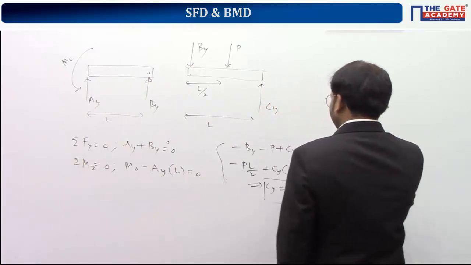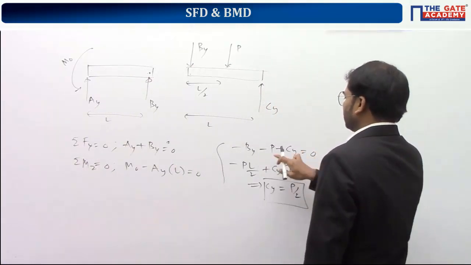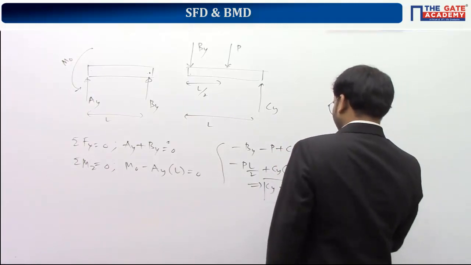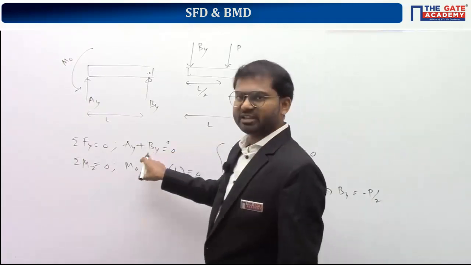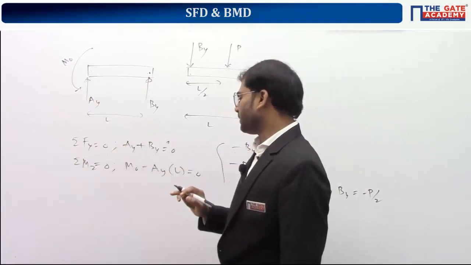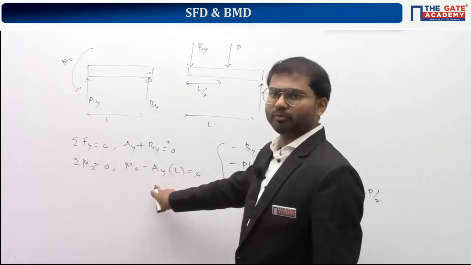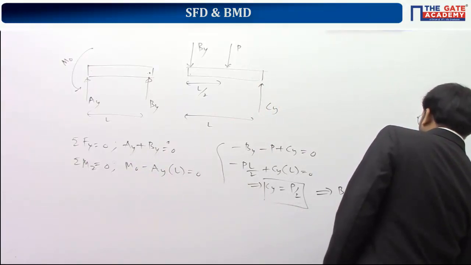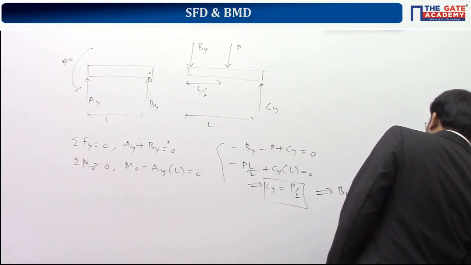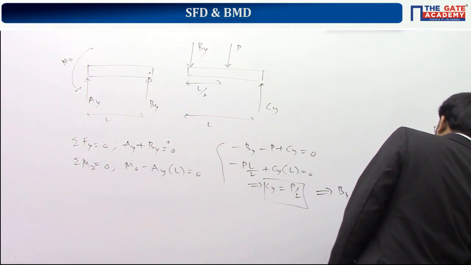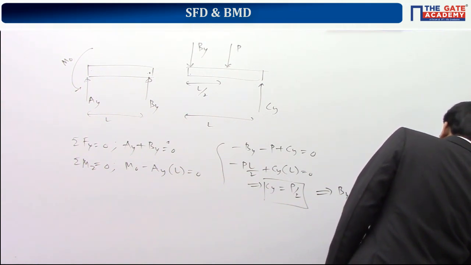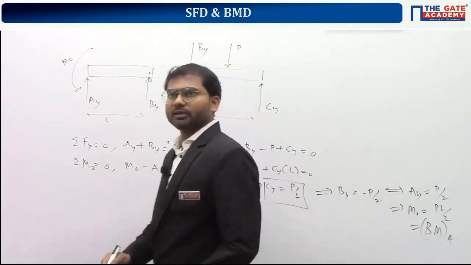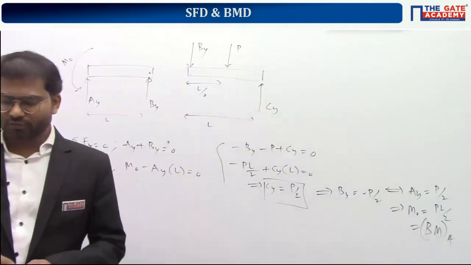Substitute the value of Cy in this one, that is P by 2, minus By minus P plus P by 2 is equal to 0, so By is equal to minus P by 2. If you substitute here, By is minus P by 2 means Ay is equal to plus P by 2, and Ay is equal to plus P by 2 means M naught is equal to PL by 2. So this implies Ay is equal to plus P by 2, M naught is equal to PL by 2, which is nothing but the bending moment at A. Okay? So this is the answer for this question. Clear?